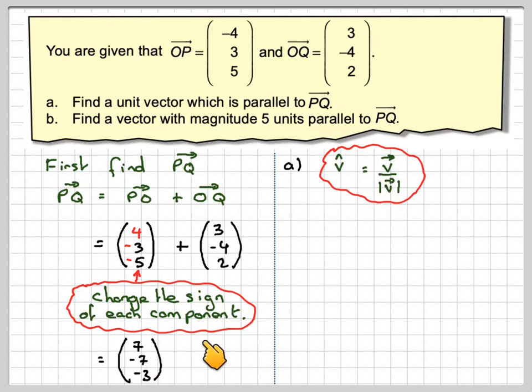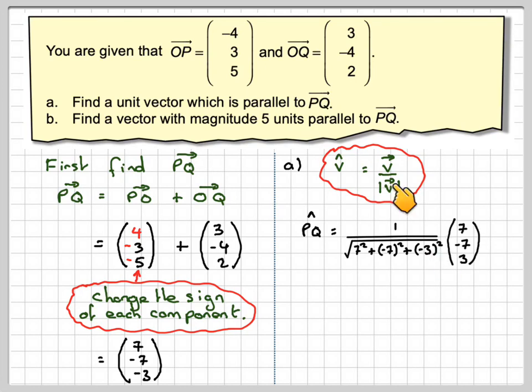So we do 1 over the magnitude. The unit vector parallel to PQ is going to be 1 over the square root of 7 squared, and then be careful when we put square root signs in here with minus signs, because you really should put them in brackets, (-7) squared plus (-3) squared, and then that is multiplied by the actual vector itself, which is (7, -7, -3).